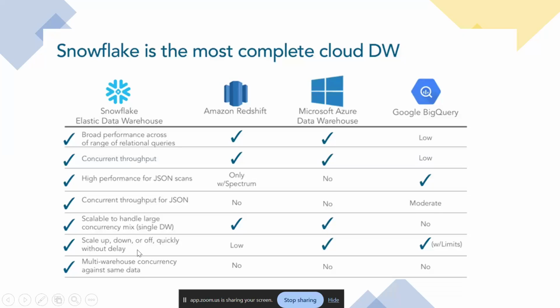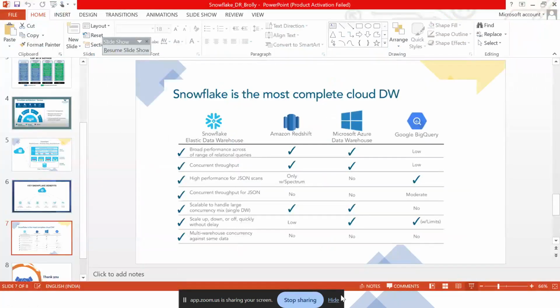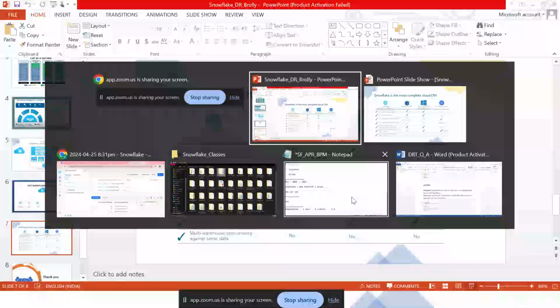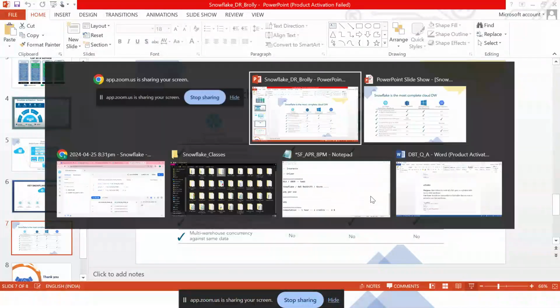And at the same time, concurrency throughput related to JSONs, and scale up and scale down are very quick in Snowflake. Here, for example, multi-warehouse concurrency means distribution of the data. Let me give you clarity on this. Then we will come to the questions.